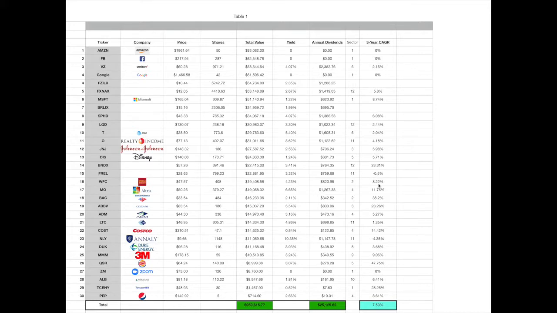For example, Wells Fargo here is right at 8.2%. AbbVie was one of the stronger ones at 23.26%. Bank of America at 38.2%. But then you have someone like Verizon who's down here at 2.15%. You have AT&T at 2.04%. Realty Income Corp at 4.18%. So there's quite a range.